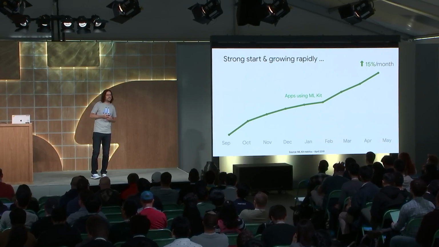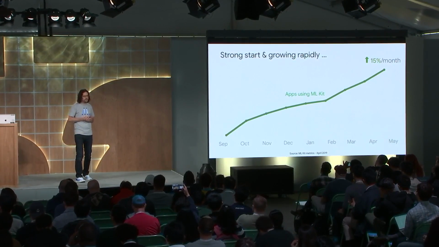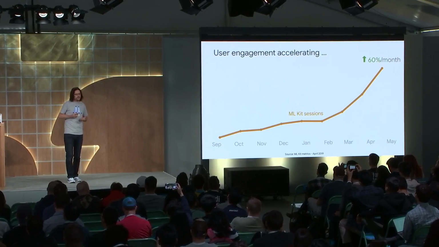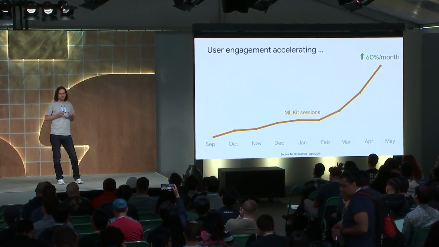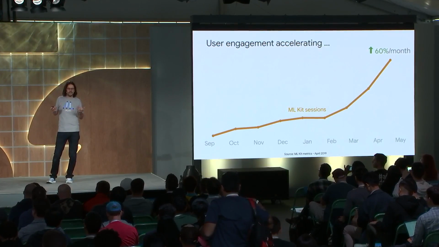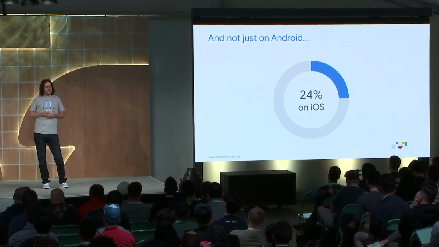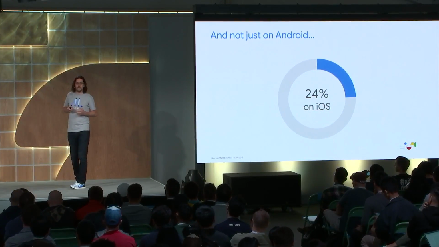So how have we been doing? Well, we saw a lot of strong interest from developers. More and more apps each day use MLKit to create powerful new features in their apps. And it's not just apps. We also see strong engagement from actual users that use these features. And as we are extending MLKit with more APIs, we see this engagement accelerating. And this is not just on Android. We're really happy to see that about a quarter of the apps using MLKit are running on iPhones.